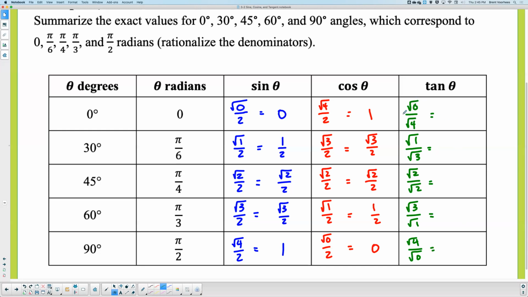With tangent, the first one simplifies. What's the square root of 0? 0. What's the square root of 4? What's 0 divided by 2? The middle one will reduce. What's the square root of 2 divided by square root of 2? When you divide something by itself, it becomes 1. What's the square root of 2? Square root of 4? 2 divided by 0 is not 0. Undefined. This one is not an equal sign. You would say that is undefined.